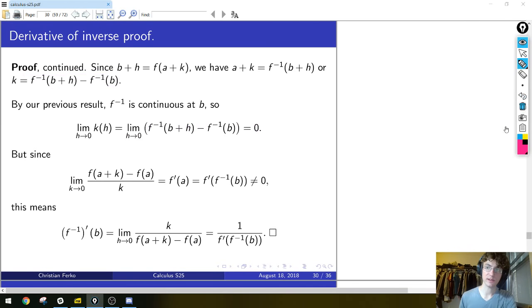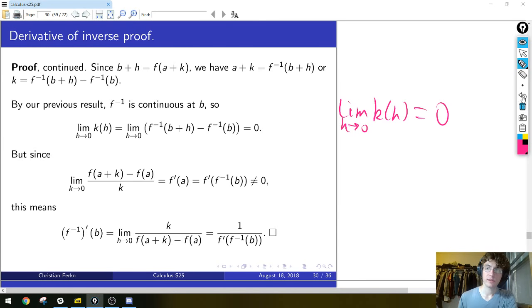So that's very useful. So we know the limit as h goes to 0 of this combination, which we have defined as k, that is 0. So limit as h goes to 0 of k as a function of h equals 0. So now we're basically done.